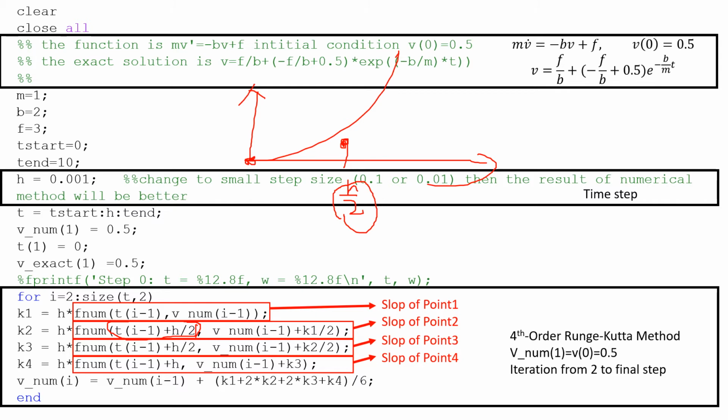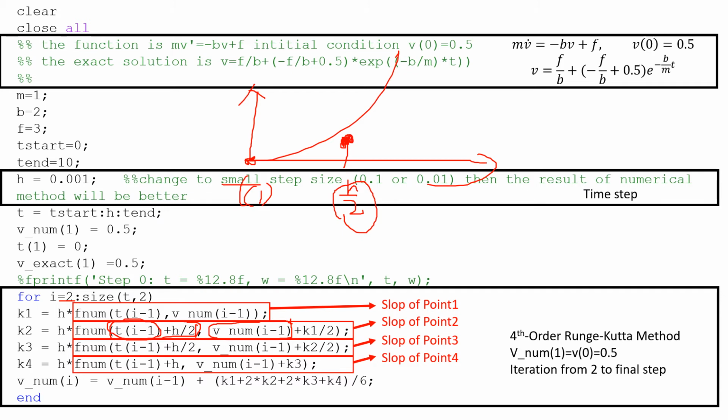Not the slope. I get this point value. This point value will use the previous point. The input should be the time. The time here will be the previous point. It will be T1 for i equal to 2, it will be T1 plus half H. This part is T1, and because i equal to 2, it will be T1 plus half the time interval.